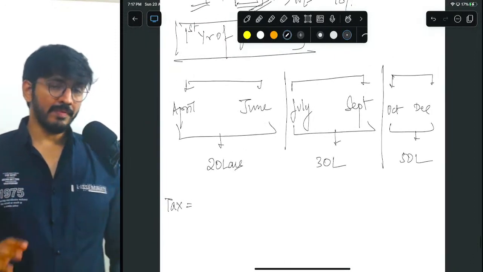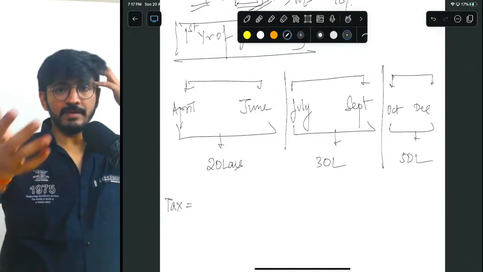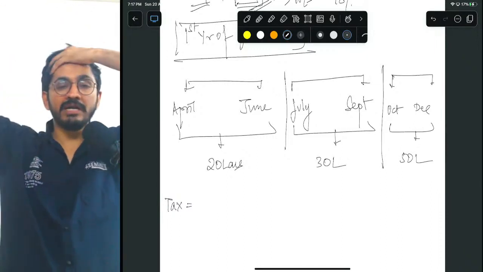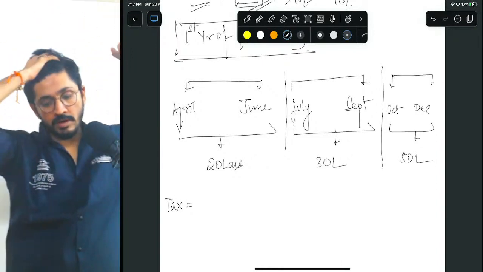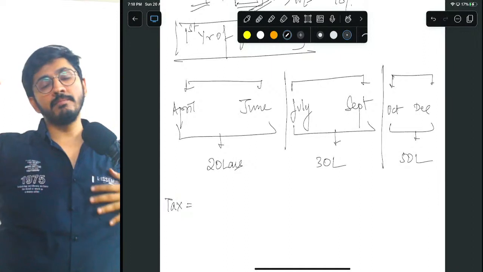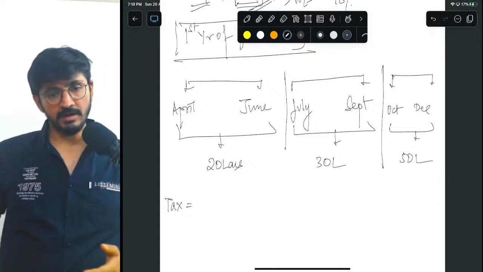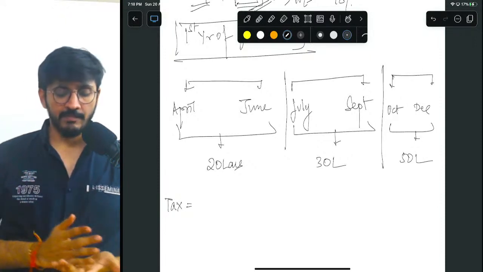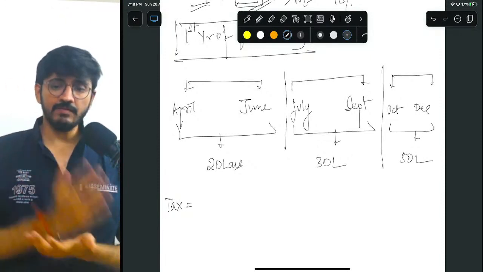As you know, the composition scheme taxpayer pays tax on a quarterly basis. For April, May, June he will pay on 18th of July; for September he will pay on 18th of October; for December he will pay on 18th of January; and for January, February, March he will pay on 18th of April, correct? Now understand one thing. What about the first quarter? What is the tax that he will pay?